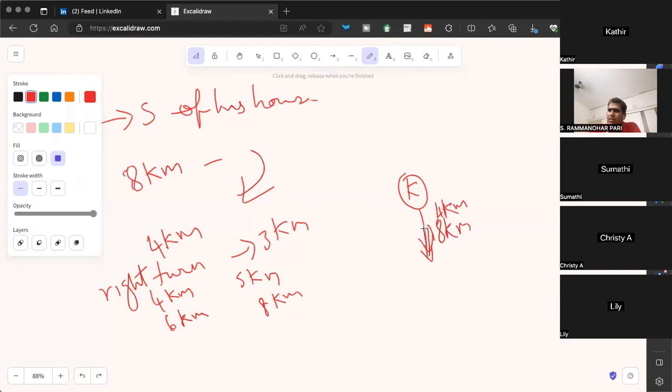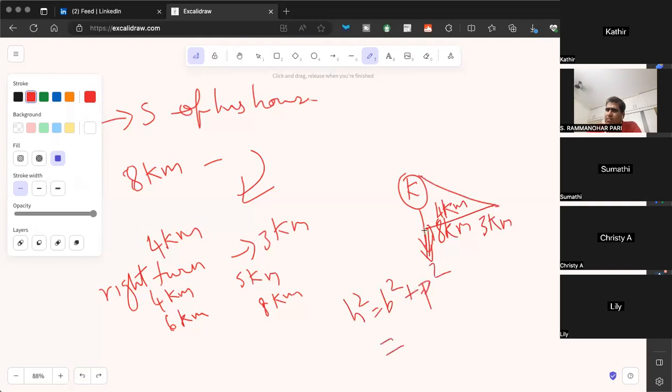Then what is he doing? He turns right and travels 3 kilometers, this side, right? So how far is he traveling now? 3 kilometers. Now this is the starting point. From here to here, what is the distance? We see H square equals B square plus P square. Yes, very good.